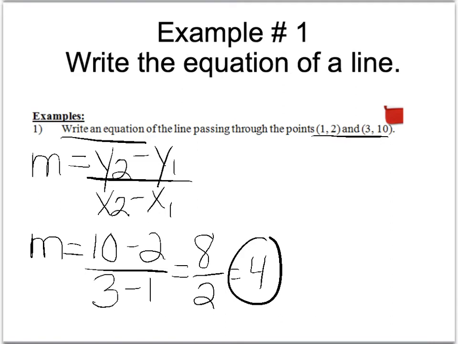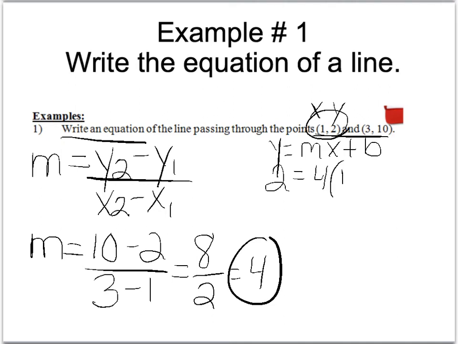Now we will use our happy hat, y equals mx plus b, and then we just pick one of the 2 points, and it doesn't matter which one, we will get the same answer with whichever one we use. So I'm going to pick 1, 2. 1 is my x, 2 is my y. And I'm going to put in 2 for y. My slope I found was 4 times x, which is the value of 1 for this ordered pair, plus b. Now I'm solving for b.